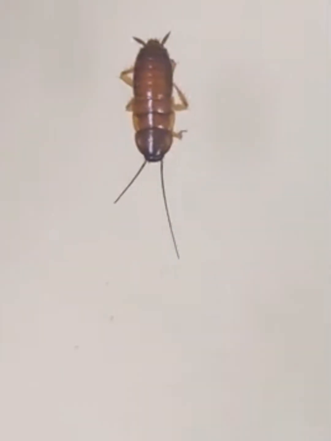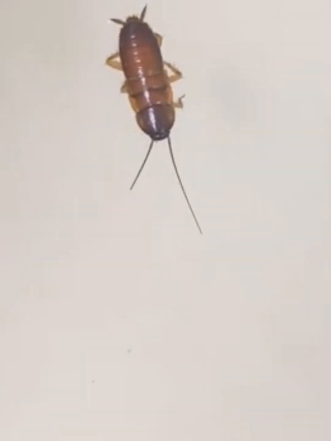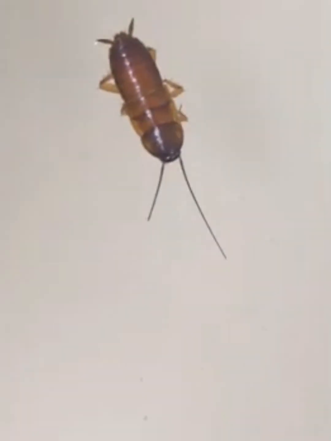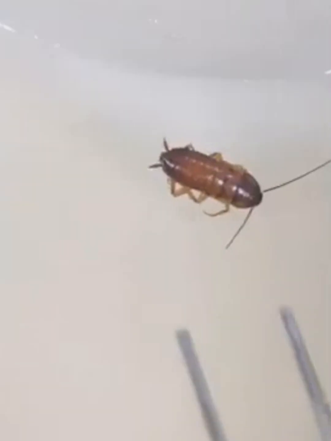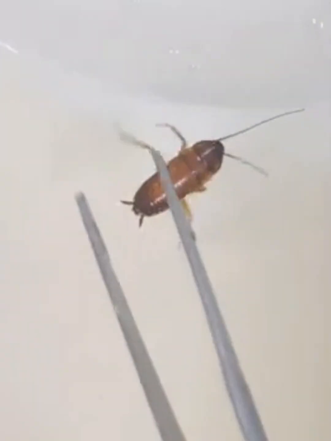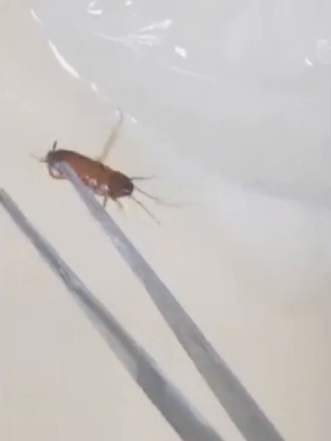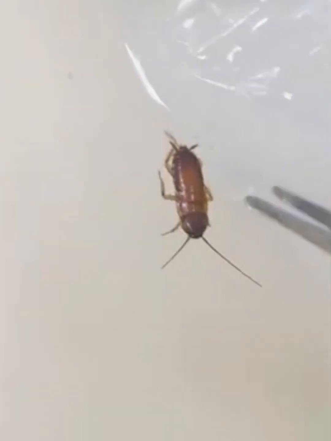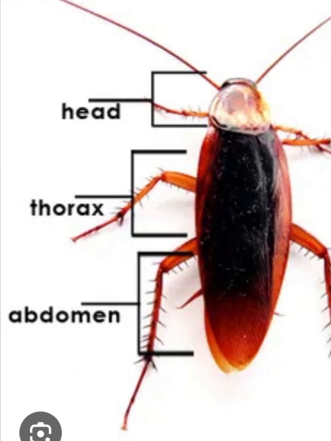It belongs to the phylum Arthropoda. Its class is Insecta and its scientific name is Periplaneta americana, and it is very commonly used in biology laboratories for study purposes. Now let's identify its external morphology. The body of the cockroach is divided into three distinct regions: the head, thorax and abdomen.